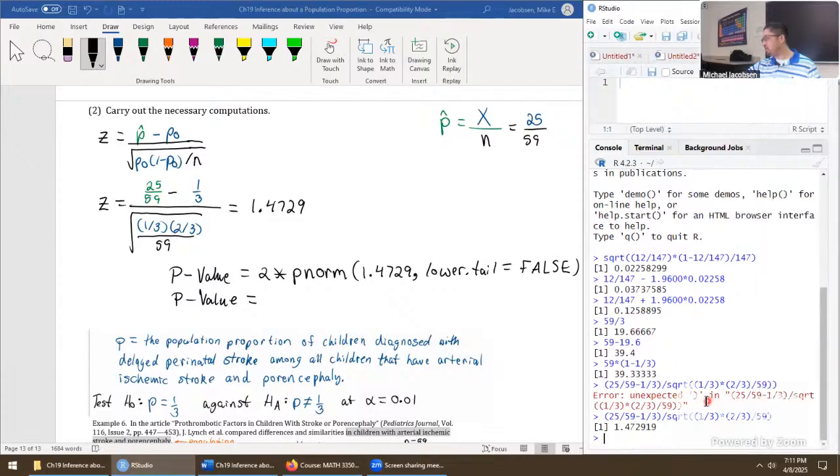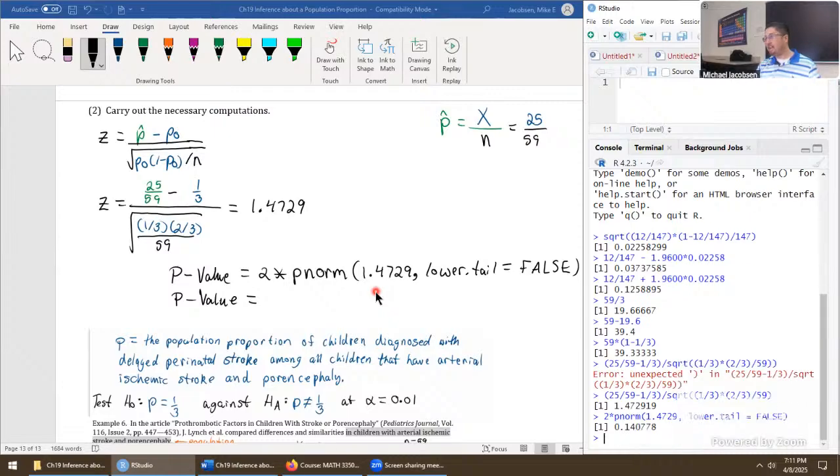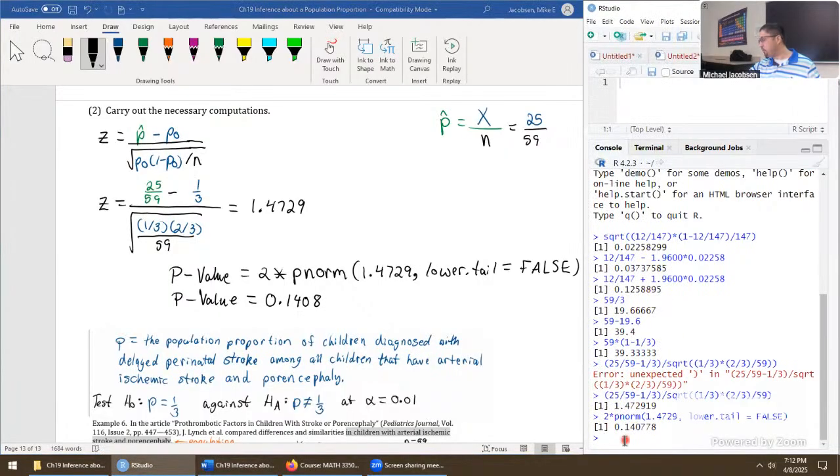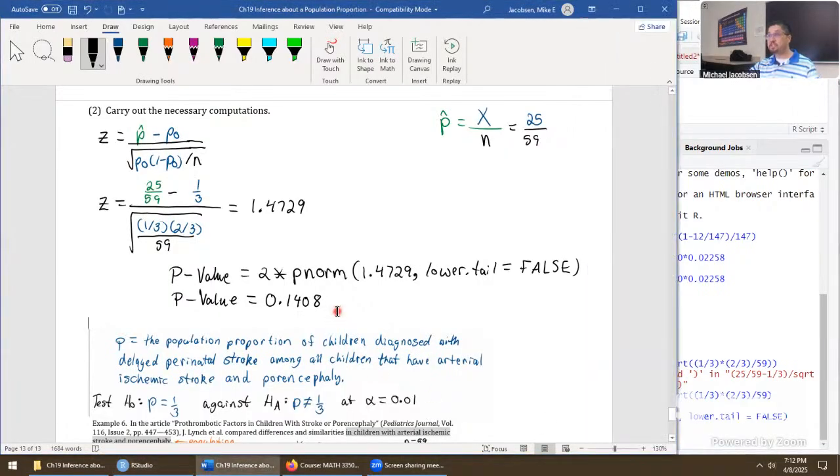So last bit on this one, start with 2 times, now p-norm, plug in your test statistic, 1.4729, lower dot tail, control that by setting it false. And now we've got a p-value. It's pretty large. We might have detected that by looking at the test statistic not being very large itself. So to 4 decimal places, it's 0.1408. What we do is immediately compare that against the significance level alpha.